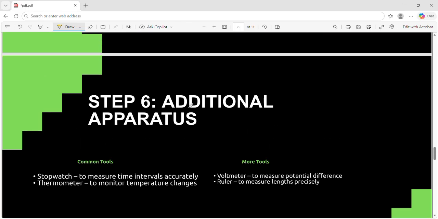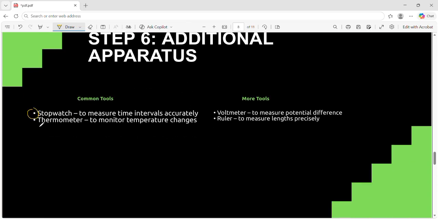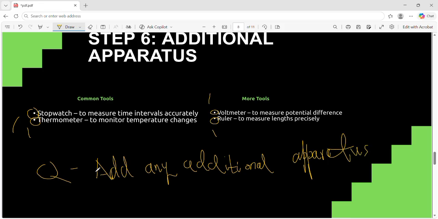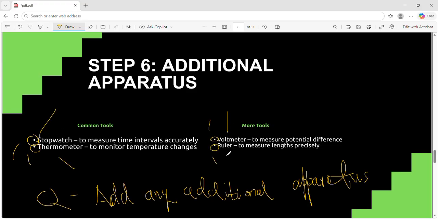Then finally, additional apparatus. This is really important, and these 4 are the most common that they can ask: stopwatch, thermometer, voltmeter, ruler. If you see in a question that it says add any additional apparatus, then you should know these 4. Most of the time these 4 come: stopwatch, thermometer, voltmeter, ruler.